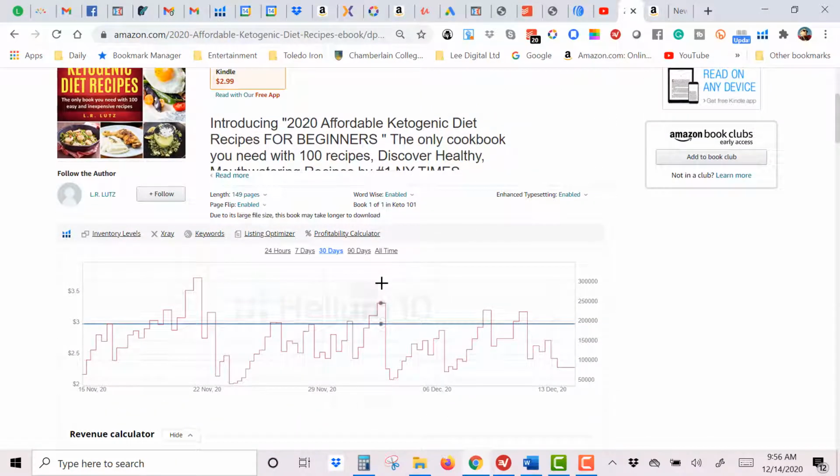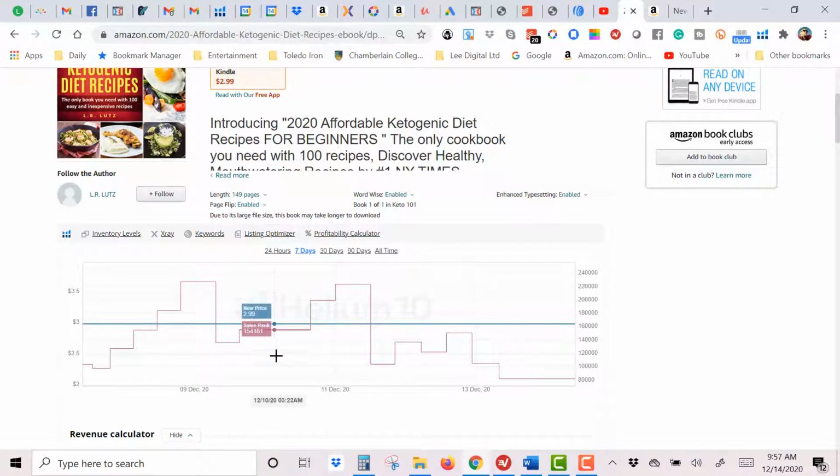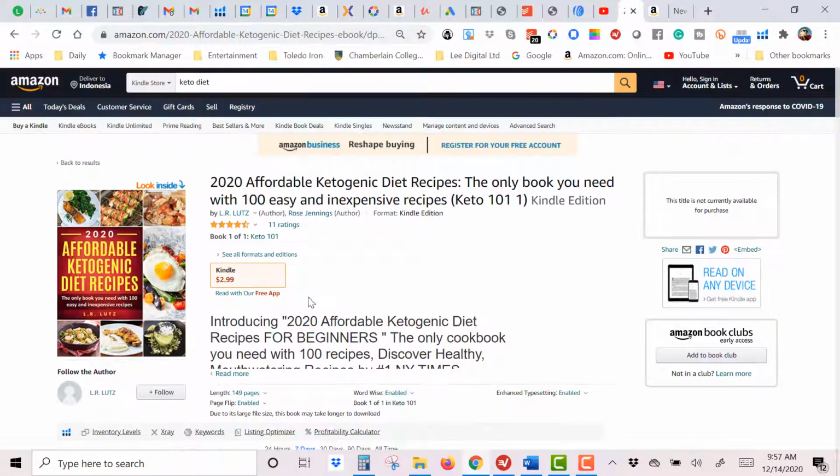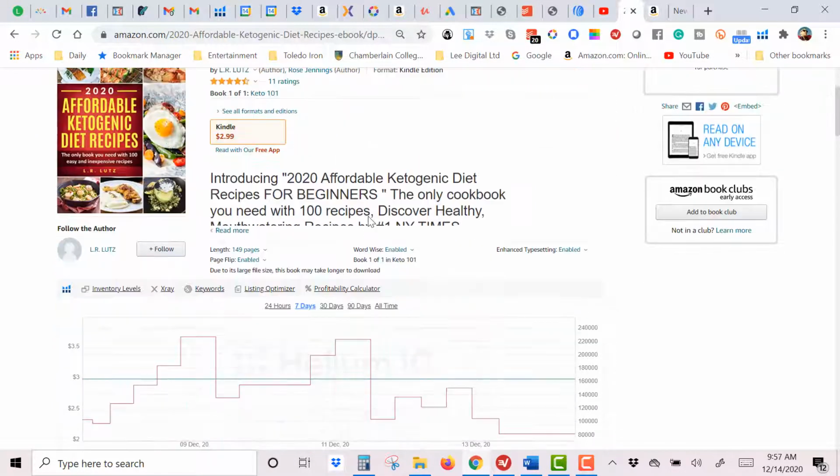So here we have data for the first time. We have data 90 days plus 30 days and all time. So let's go back to the last 7 hours and the last 7 days. And we have, let's see, a sale. Another sale here. This is just for Kindle. And another sale here. And another sale here. So a couple of sales here in the last 7 days. That's really good for $2.99. I don't see a print version for this book, or maybe they haven't linked it.